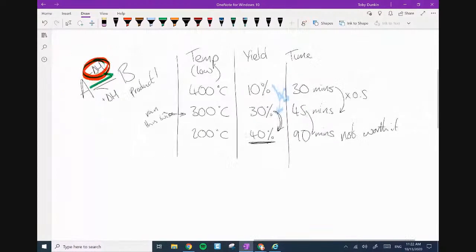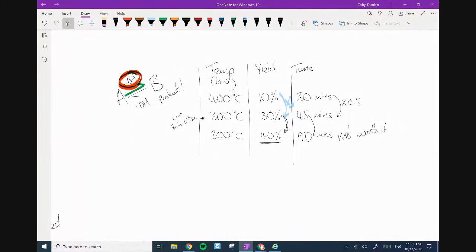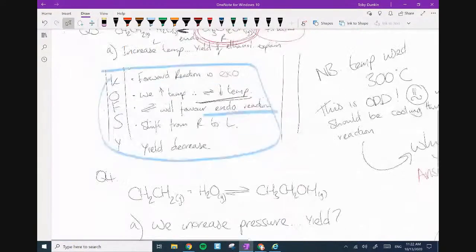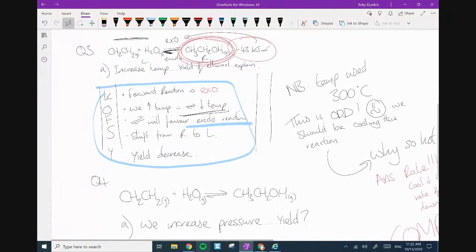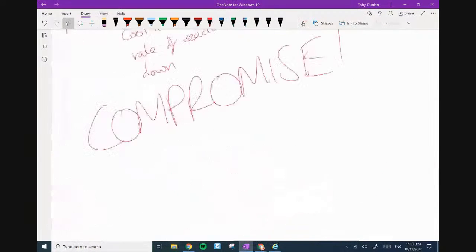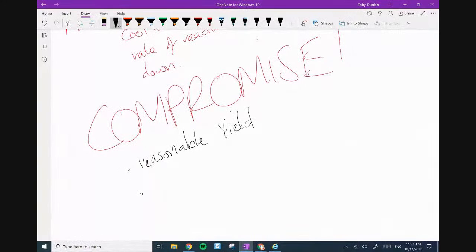So again, it's understanding this term compromise, which is a reasonable yield at a reasonable rate. Yeah, compromise. And those words you should always write down. Reasonable yield, reasonable rate. It's the compromise, it's the balance.